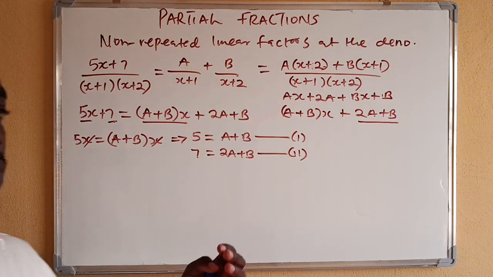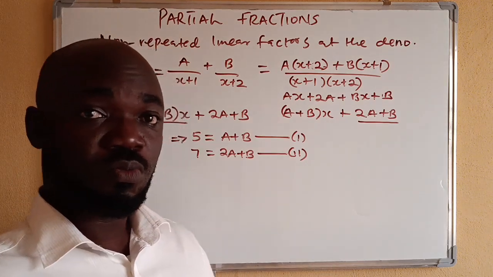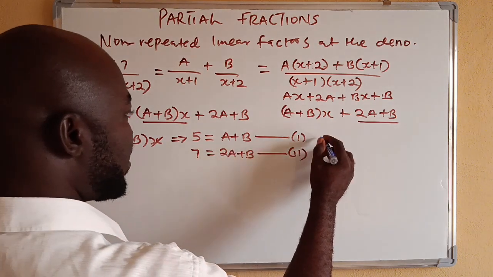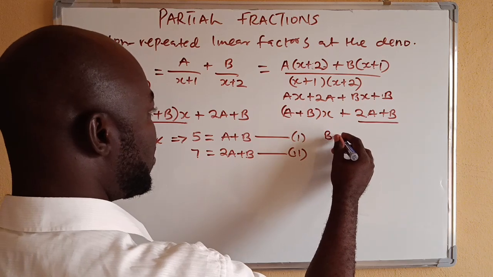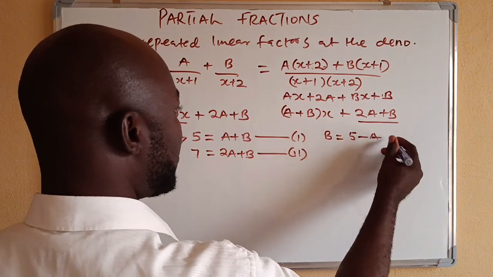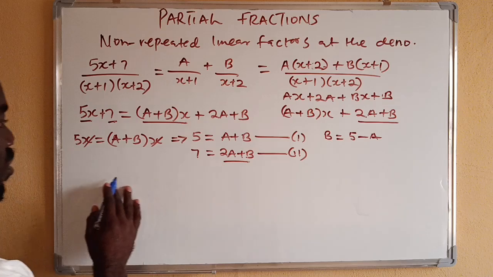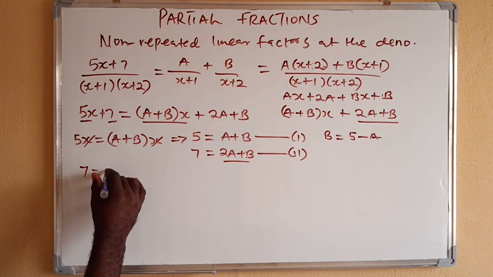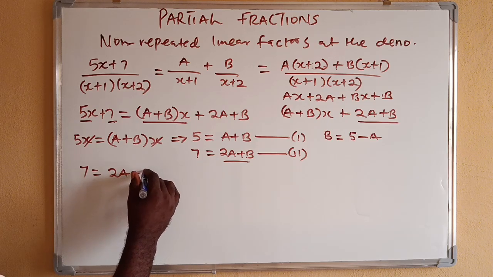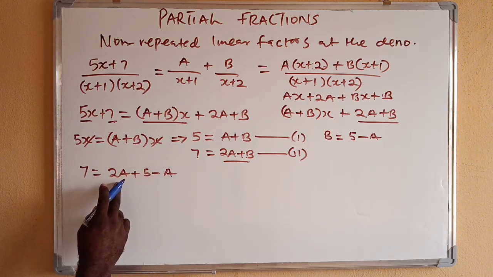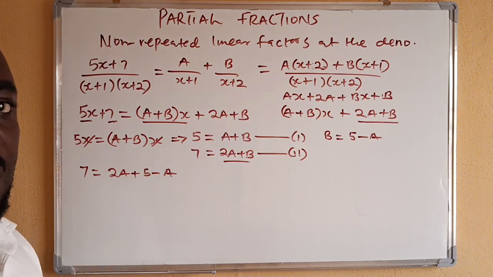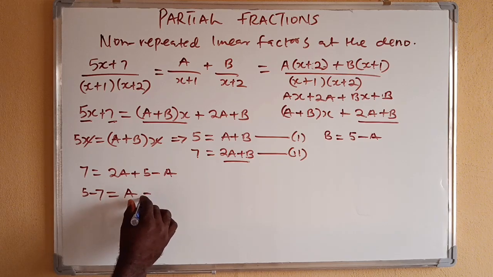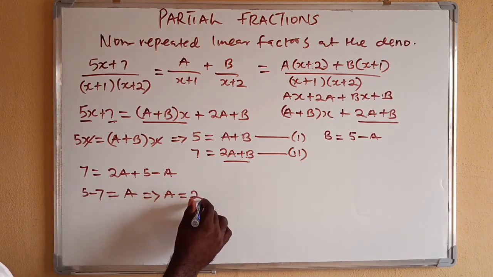So you see the method of comparing coefficients will lead us most times to simultaneous equations. So I can eliminate. So from my equation 1, my b will be 5 minus a. So I'll put it in equation 2. So I will have 7 equals 2a plus 5 minus a. So 2a minus a will give you just a, and then 5 minus 7 will give you 2. So you can see that my a is equal to 2.